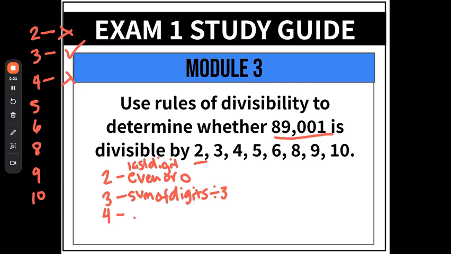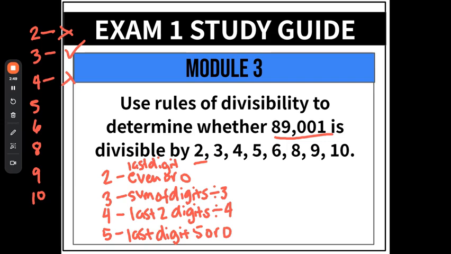Alright, so I'll write this out for you as well. Last two digits divisible by 4. Alright, 5. This one's pretty simple. The last digit needs to be a 5 or a 0, which is no. Last digit 5 or 0. And I'm writing these out here for you so you can add them to your notes for review purposes. Alright, 6.